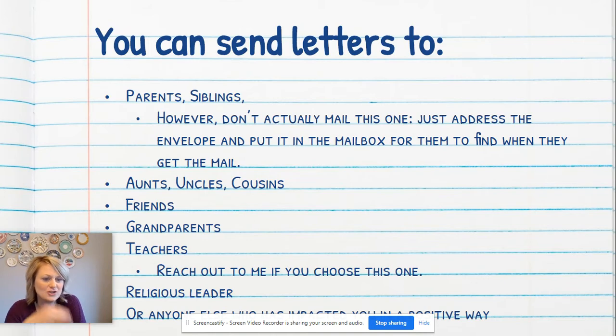There are lots of different people you can send letters to. I put them all here. The only one I wanted to talk about was a teacher. If you want to send a letter of appreciation to a teacher, just reach out to me because some teachers are going to be comfortable with giving you their address and some teachers are not. If a teacher is not comfortable with sharing their address, then maybe I can come by and pick your letter up out of your mailbox and drop it off with that teacher. We can figure out something to get it to them, because I think it's really important that you get to share your appreciation with whoever you would like to.